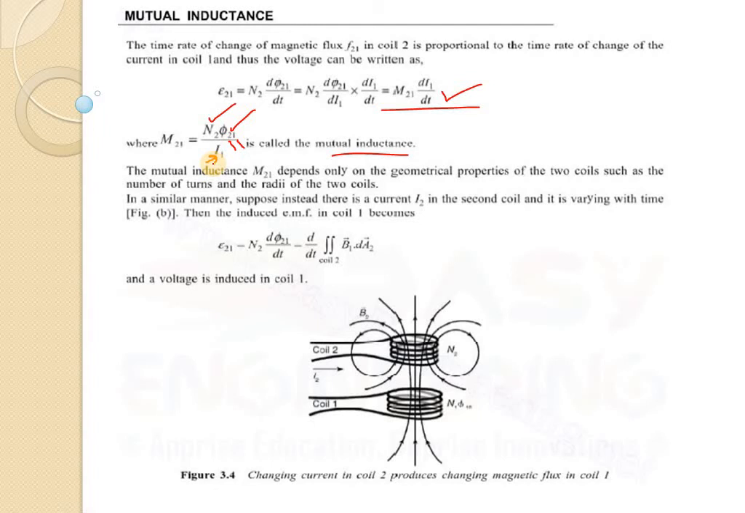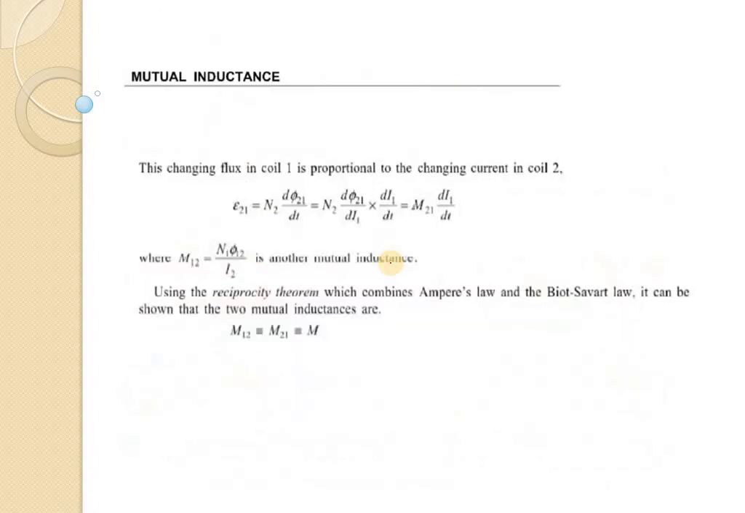Now the mutual inductance M21 depends only on the geometrical properties of the two coils, such as the number of turns and the radius of the two coils. In a similar manner, suppose there is a current I2 in the second coil, varying with time, and then the induced EMF in coil 1 becomes M12 di2/dt. In the same way, we will represent the mutual inductance of the second coil as M21 di1/dt.